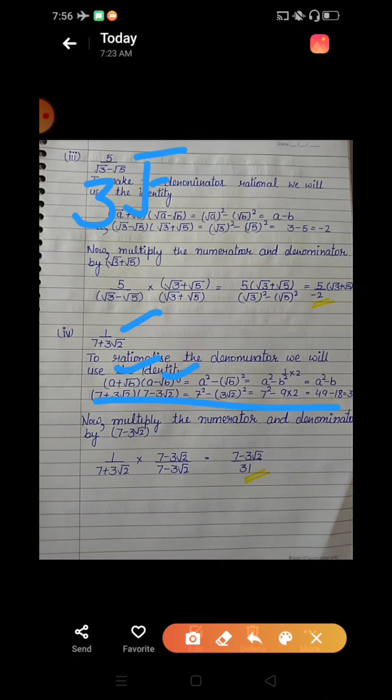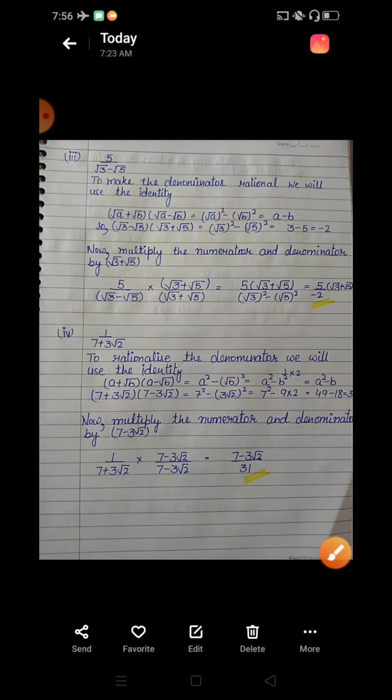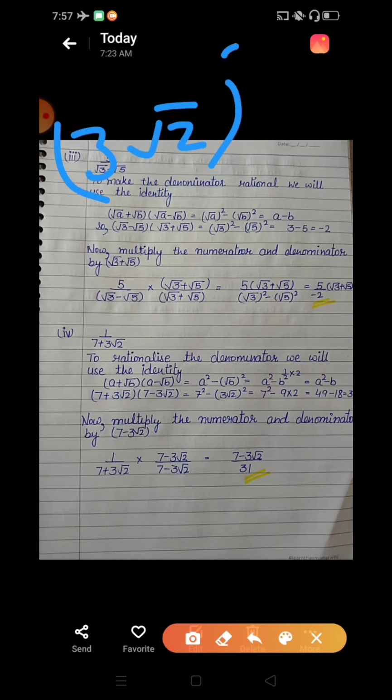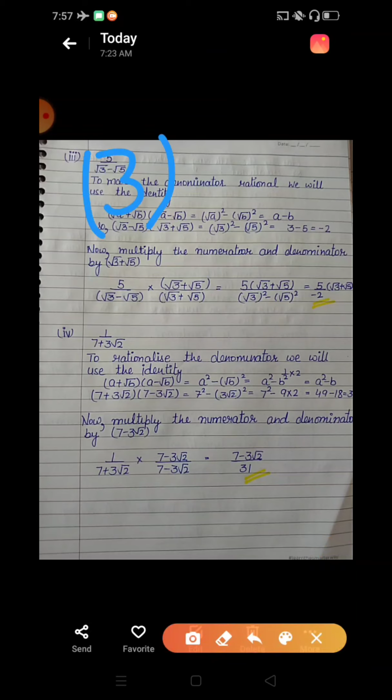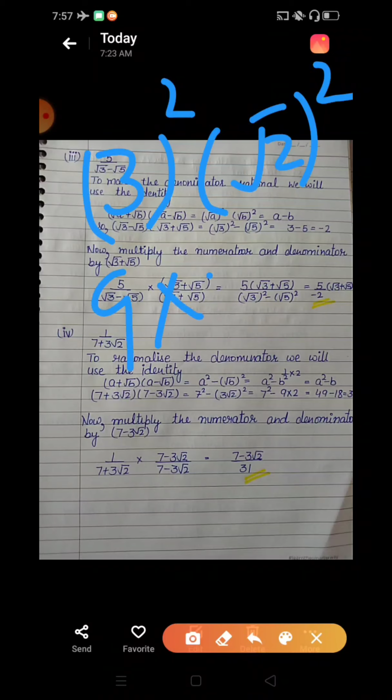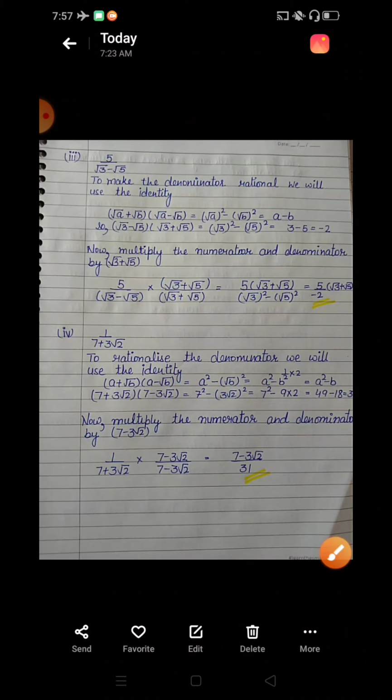Here 3 root 2 square value. One value is given, 3 root 2 whole square. So how will we solve this? It is square of 3 and square of root 2. Because whenever it is written (am) whole square, that means it is the square of a and the square of m. So the same thing is here. The square of 3 and square of root 2. Square of 3 is 9. Square of root 2 is 2. So 9 twos are 18. So the answer of (3 root 2) square is equal to 18. Clear?